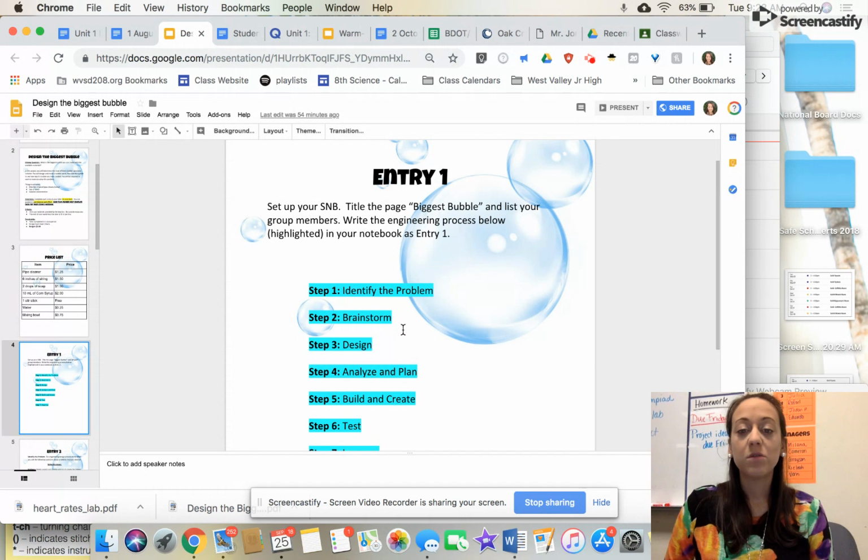All right. Entry 1 asks you to set up your science notebook. Title the page "The Biggest Bubble" and list your group members. Write the engineering process below, highlighted in your notebook as entry 1. Your group members are the people at your table.